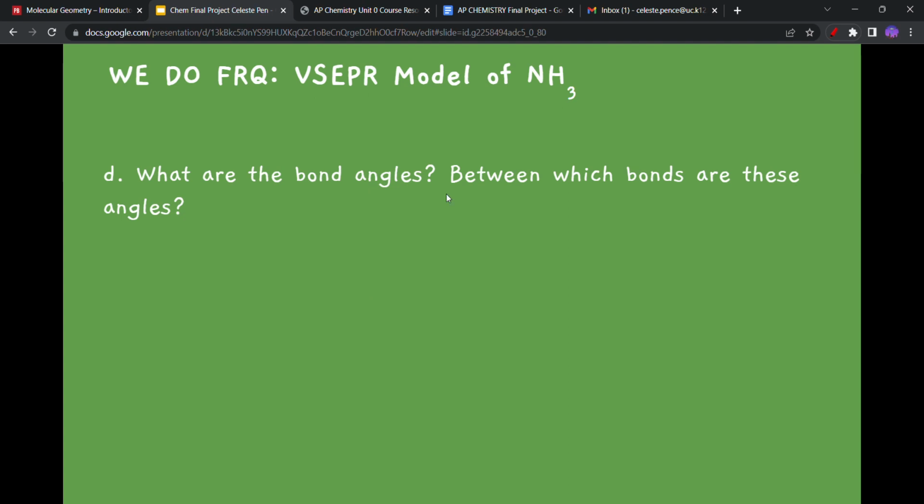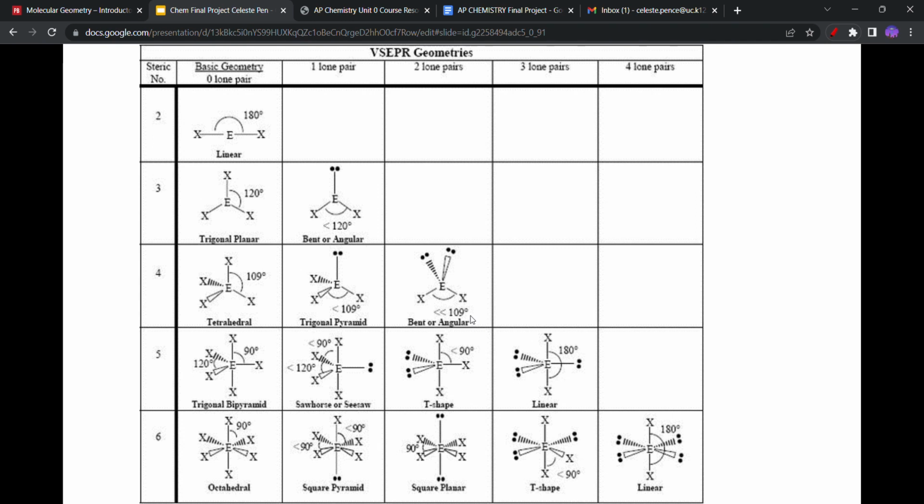What are the bond angles? Between which bonds are these angles? So we go back to our chart and look at the trigonal pyramid, and we see our bond angle is 109, with that being between the front hydrogen and the parallel hydrogen.